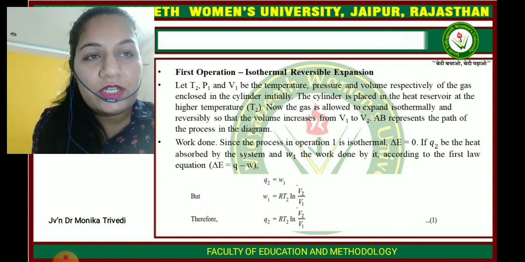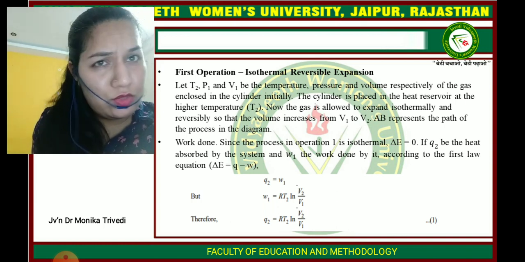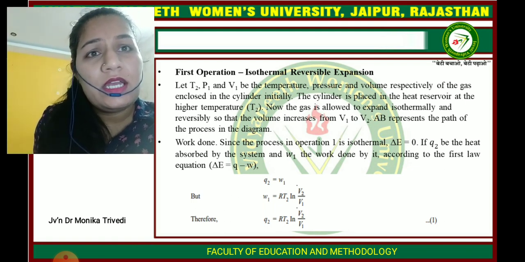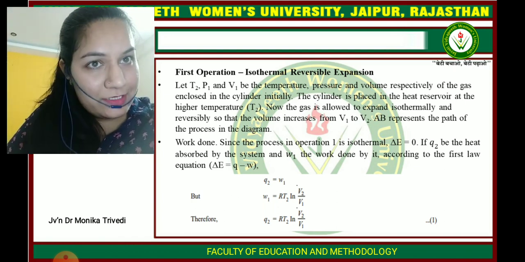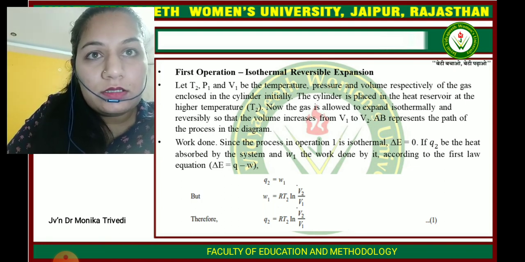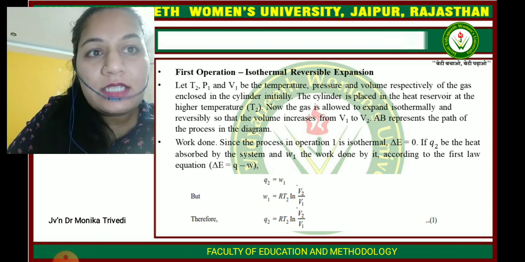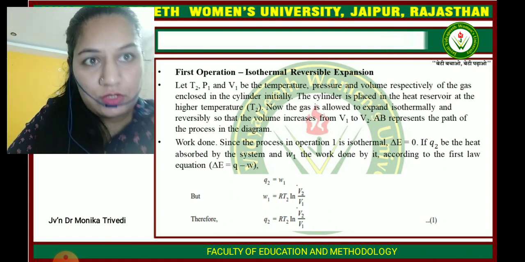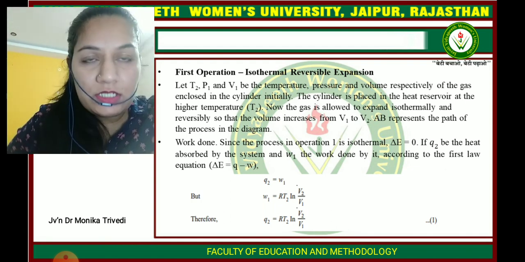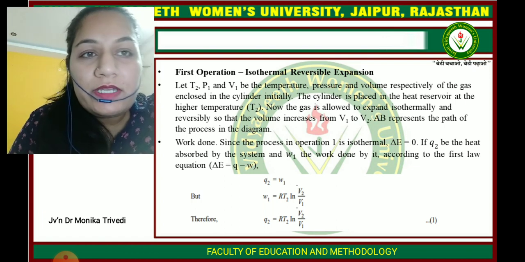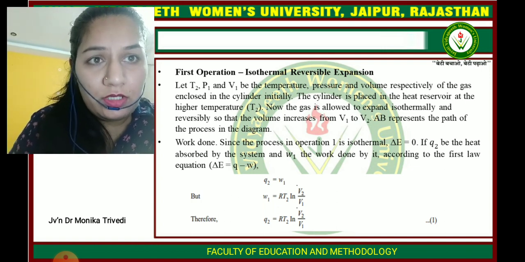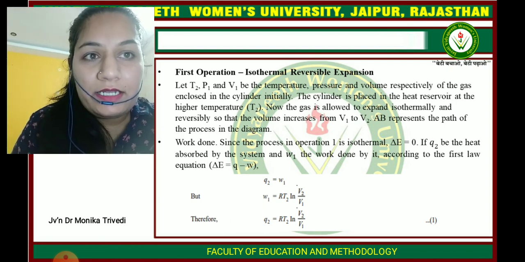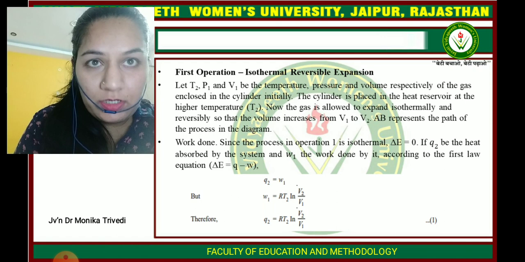Since the process is isothermal, del E is equal to 0. If Q2 is the heat absorbed by the system and W1 the work done by the system, then according to the first law of thermodynamics, del E is equal to Q minus W. If the heat is Q2 and the work is W1 for this first operation, we have Q2 is equal to W1, and W1 is equal to RT2 ln V2 by V1. Therefore Q2 is equal to RT2 ln V2 by V1. This is equation 1.